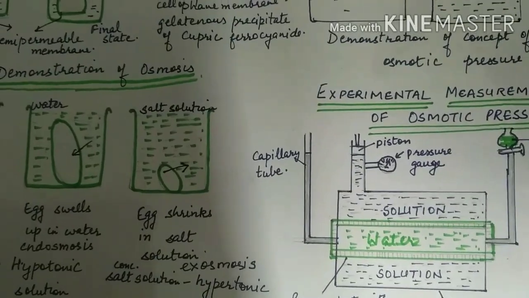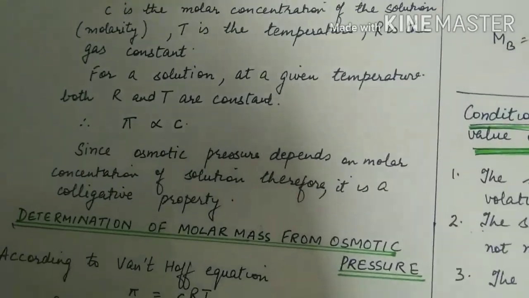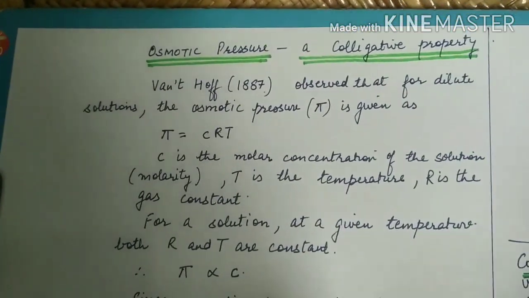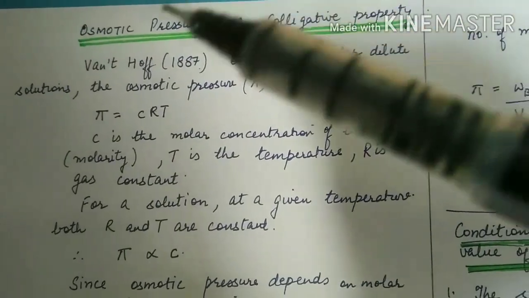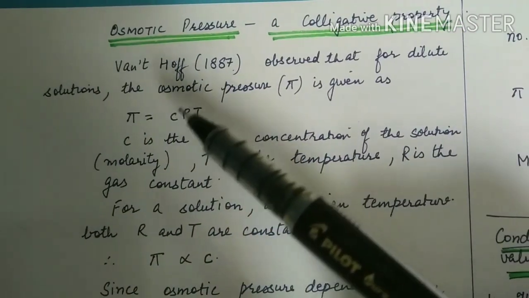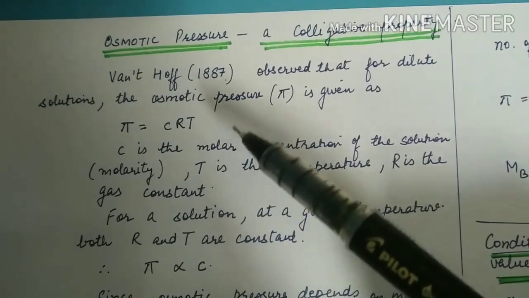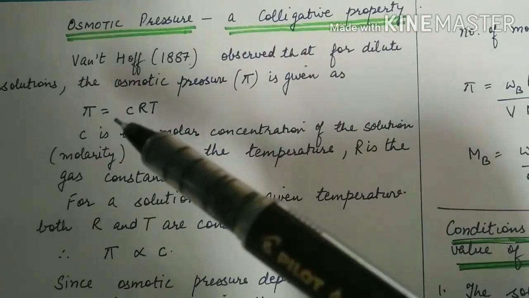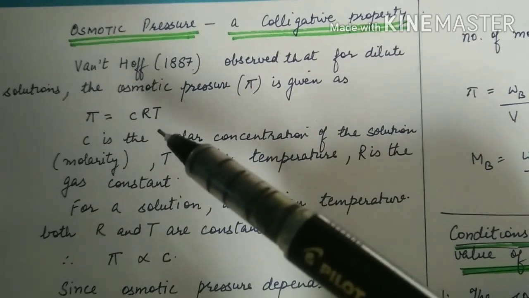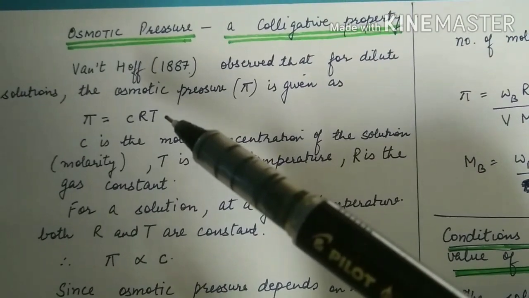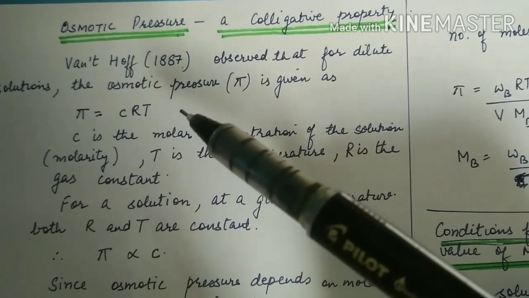Now, Van 't Hoff studied in detail the osmotic pressure of solutions, and he found out that the relation between osmotic pressure and concentration of solution is like this: pi is equal to C into R into T. This was given by Van 't Hoff in 1887. So here pi is equal to CRT, where C is the molar concentration of solution, R is the gas constant, and T is the temperature.